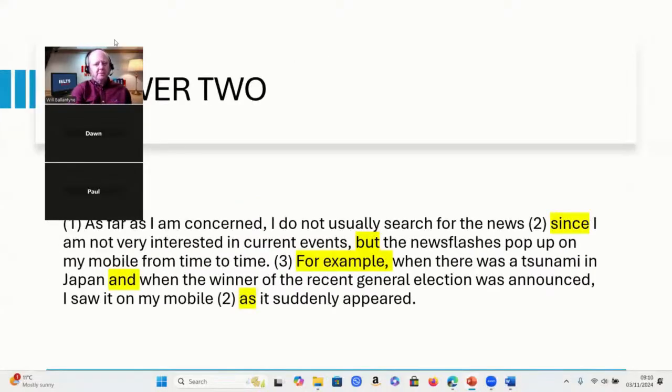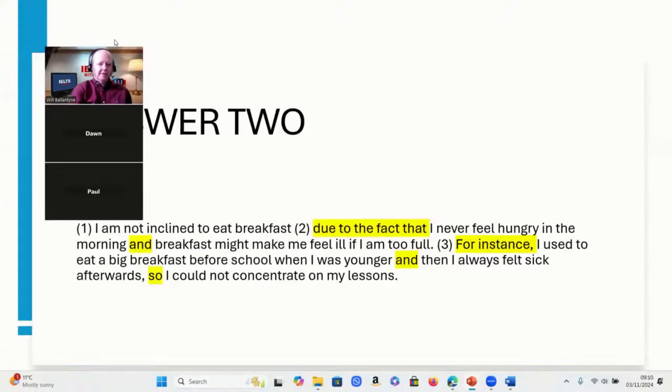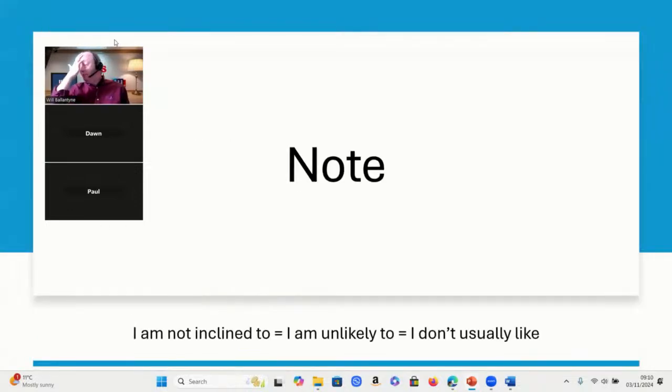Here's another example that we looked at again. This one used 'since' as meaning 'because'. And then here we go. Quickly, we looked at this and then we changed it to 'due to the fact', which was good. As you see, we said our example. But importantly, at the end here, I made a little note, and the note was these phrases: 'I'm not inclined to', 'I'm unlikely to', which mean 'I don't usually'.